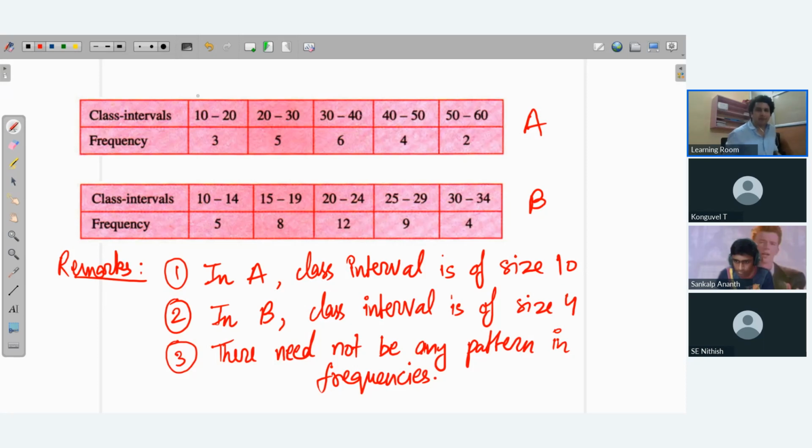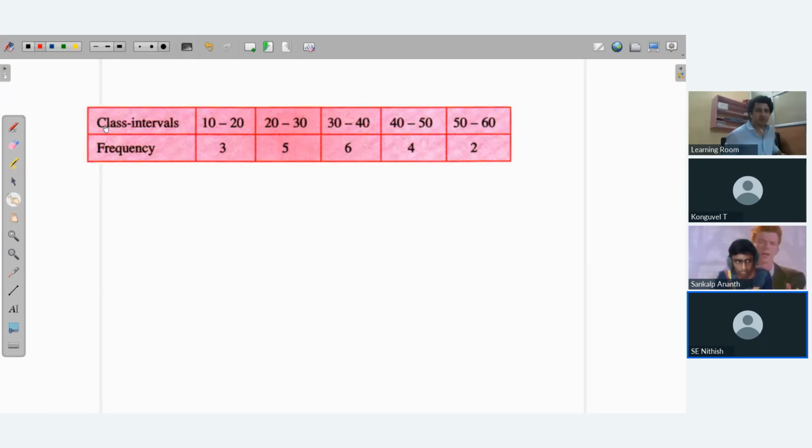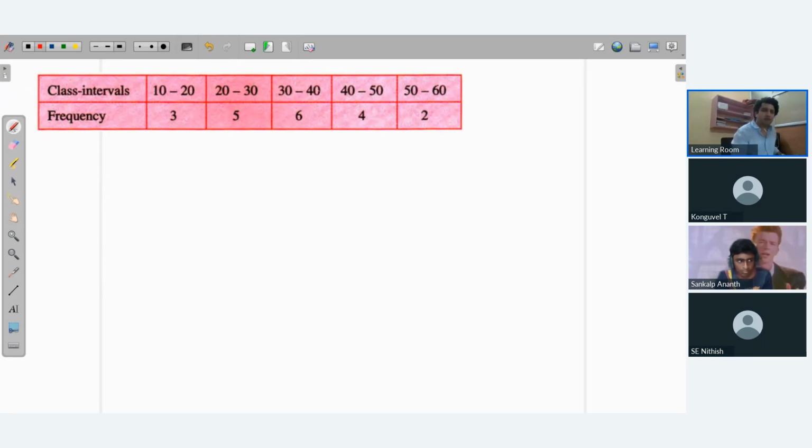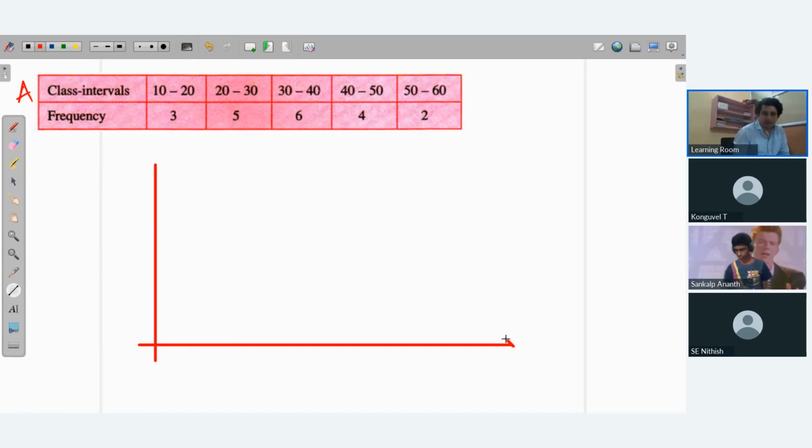So let's see how to frame these. Here we have the first part. So how do we make it? First, the x and y axis. Yes, first of all, we always draw the x and y axis. I'm using red ink, but you are supposed to use pencil. Don't use red or green or anything else. This is right. Then we look at the number 10. So 10 is here, 20 will be somewhere here, 30 will be here.